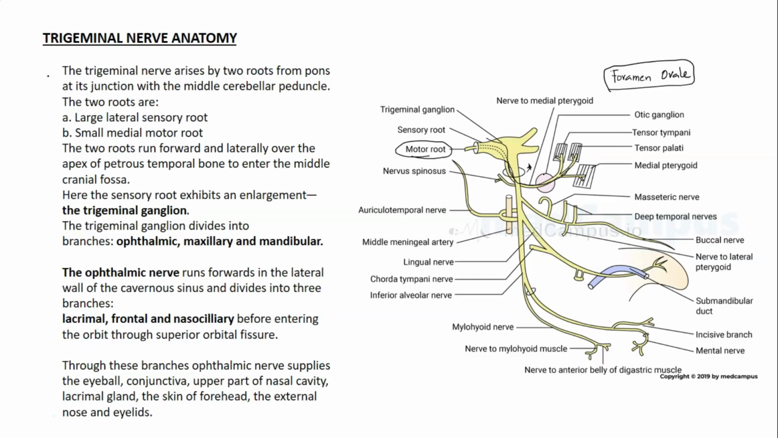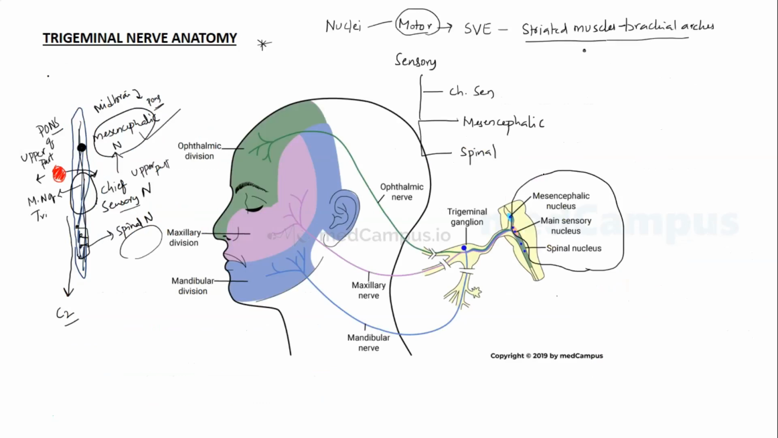Now let's come back to the other nuclei. The paths are tough to remember, but one thing to remember is that it passes through the foramen ovale. Next is the chief sensory nucleus. It comes under the GSA, general somatic afferent column. Its location is in the upper part of the pons, lateral to the trigeminal motor nucleus, and it is mainly concerned with tactile sensitivity. Next is the spinal nucleus. It runs in a complete craniocaudal direction, reaching up to the C2 segment.